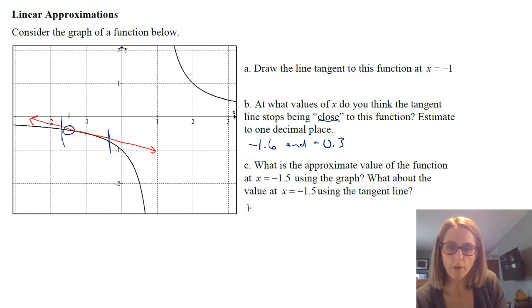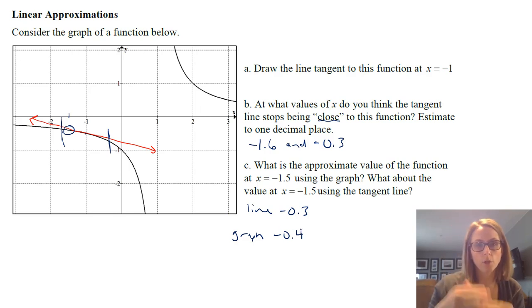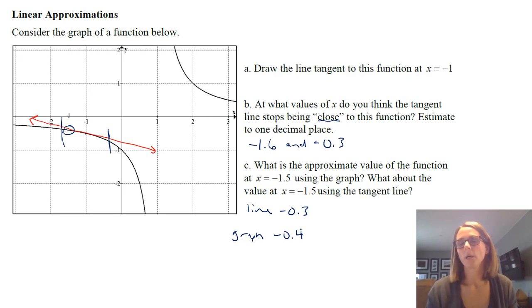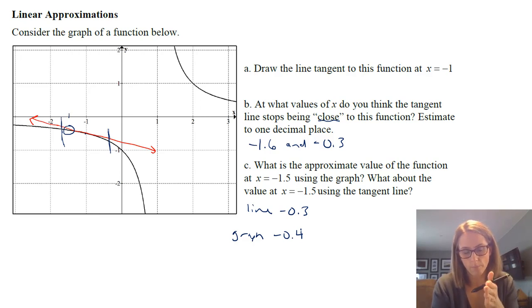So the line's a little bit higher, so maybe I'll say -0.3 is the y value. For the graph, it's a little bit lower. These are just estimates here, -0.4. But my point is just those two values are very close. And that's the whole idea behind linear approximations: by finding the tangent line to the graph of a function, you can approximate y values on the function based on the line, because near to wherever the tangent line hits, the y values are very, very similar.